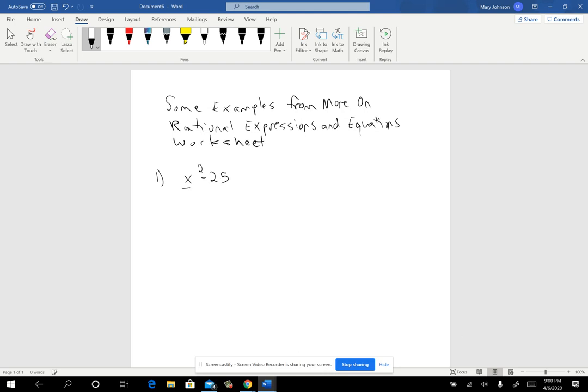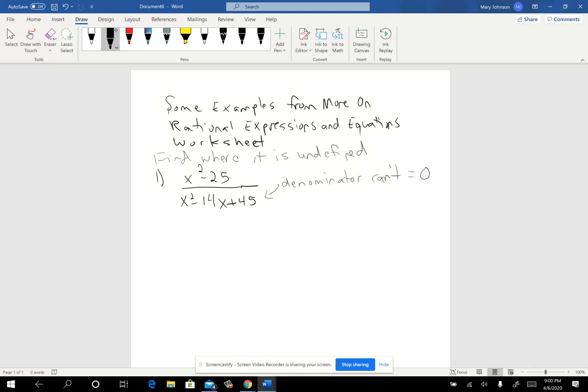It gives you a rational expression, and if you didn't read the directions, you might think it would mean to just simplify this. So you might jump right in and factor the top and bottom and then cancel out a common factor. But the real job is to find where it is undefined. Okay? So the issue really is that the denominator can't be 0 because division by 0 is undefined.